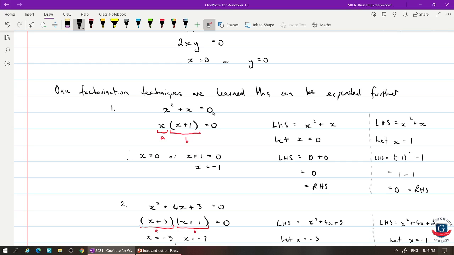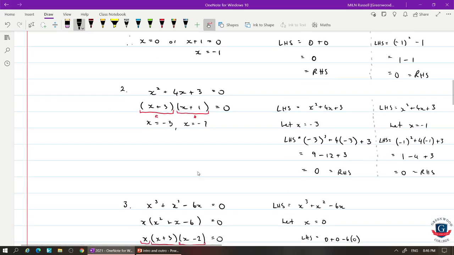Once we've seen that for simple factorization, we can expand that to our trinomial factorization. If we had an expression x squared plus 4x plus 3, we could factorize that to x plus 3, x plus 1, letting x plus 3 be a and x plus 1 being b, to make this a expression 0, x would have to be negative 3. Negative 3 plus 3 would be 0, negative 3 plus 2 would be negative 2, but 0 times negative 2 would still be 0.